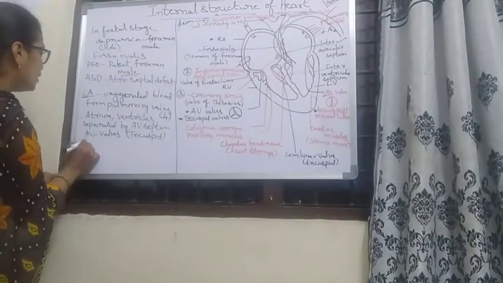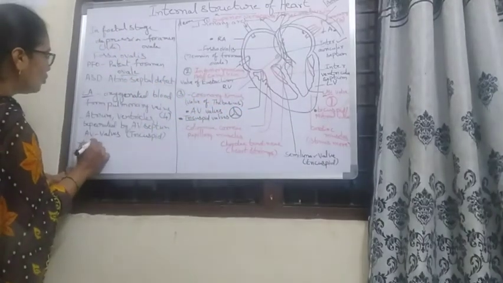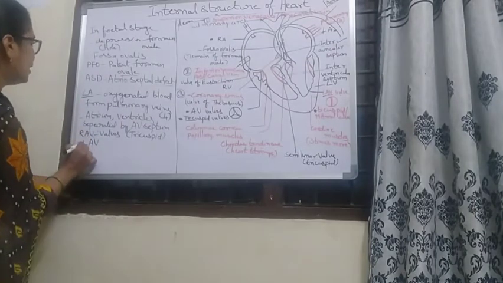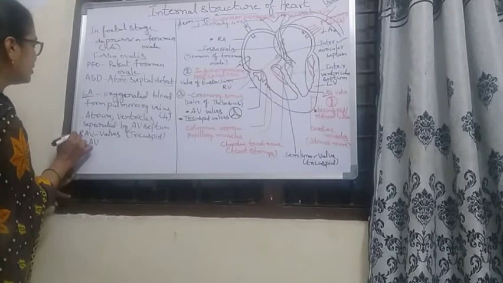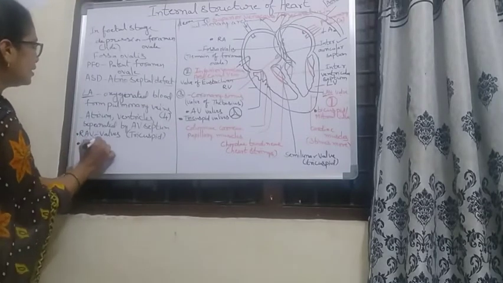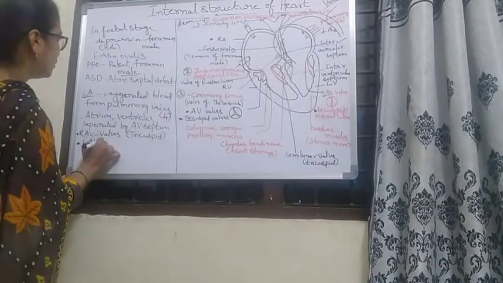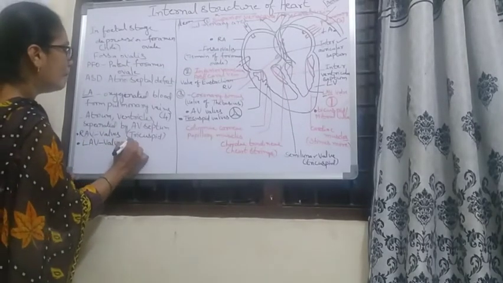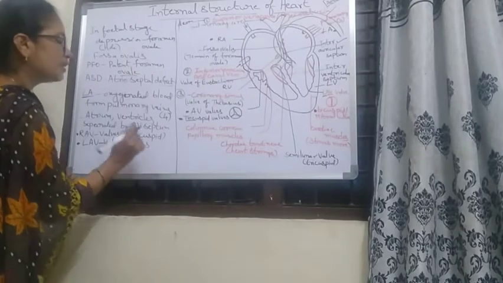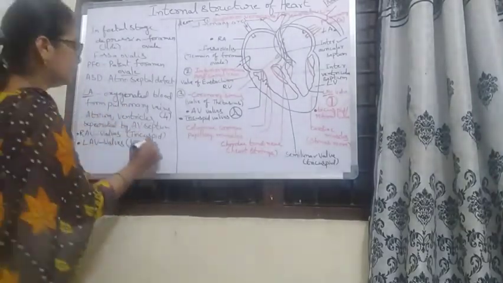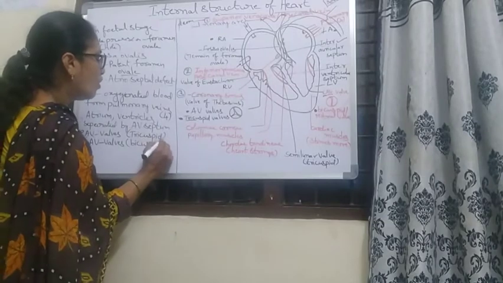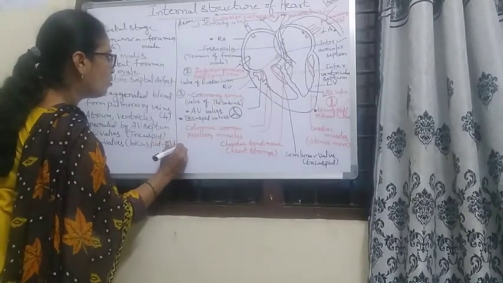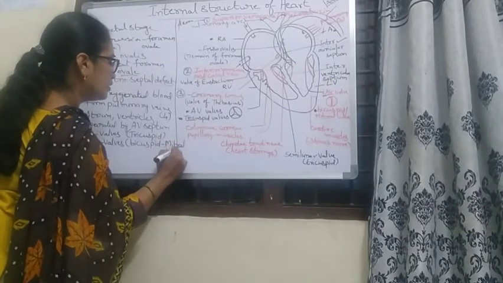Here it is the right side, and it is the left side. The left side contains the left atrioventricular septum, which contains walls called the bicuspid valve, meaning they contain two cusps. The bicuspid valve is also called the mitral valve.